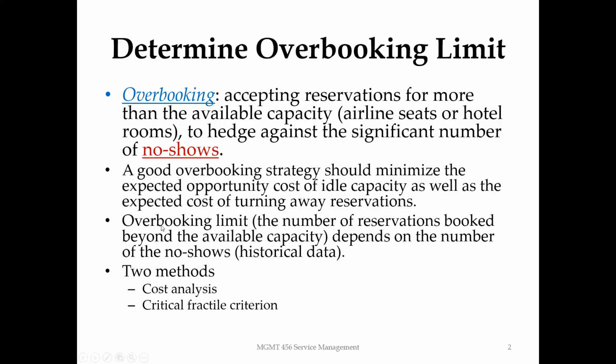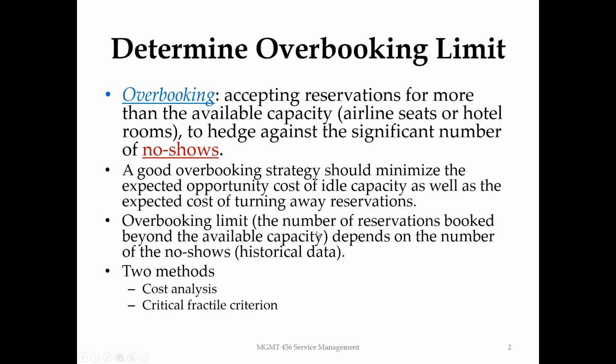Again, I want to highlight the term overbooking limit. What is the overbooking limit? The overbooking limit is the number of reservations booked beyond the available capacity. For example, if you have 100 seats available and you take 105 reservations, the overbooking limit is 5. It's not 105, it's 5. It's the extra number of reservations you take. If I have 200 rooms available and I take 210 reservations, that implies my overbooking limit is 10. The extra amount is called the overbooking limit.